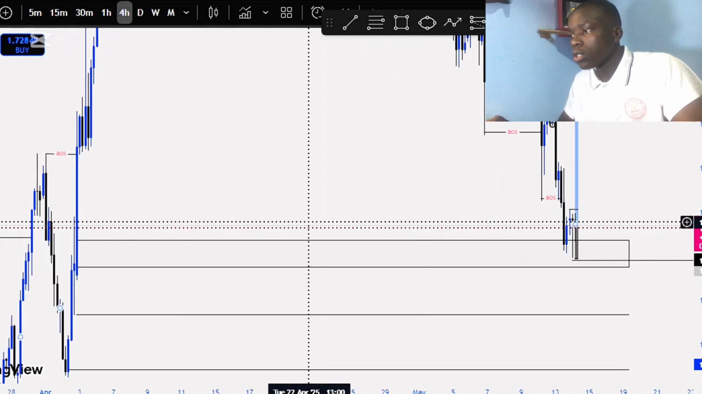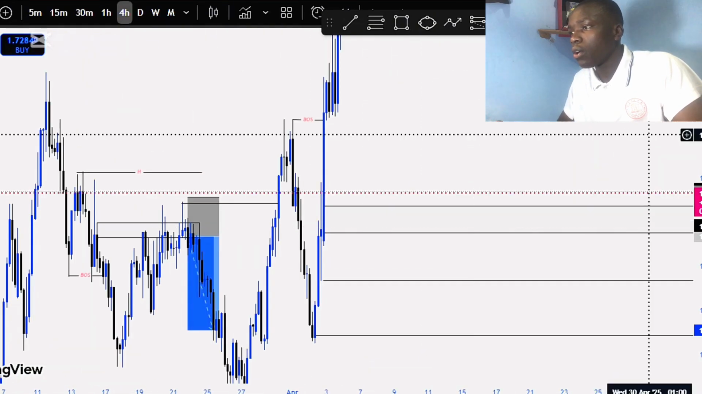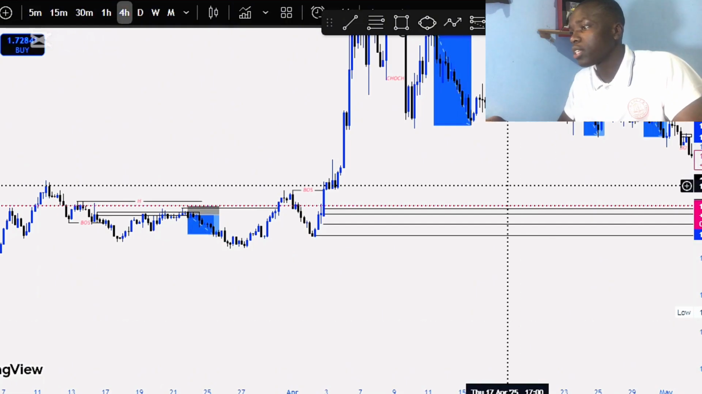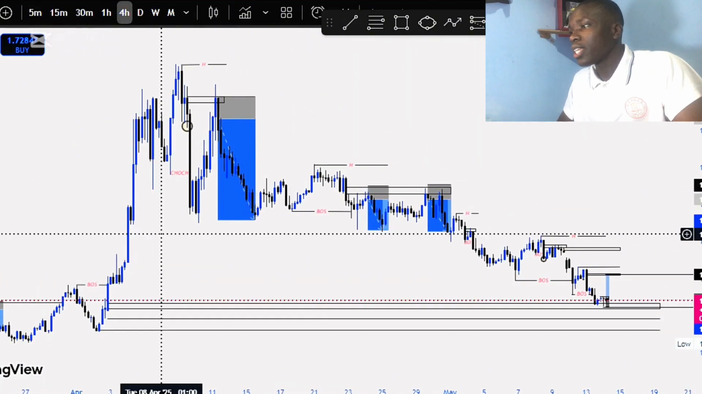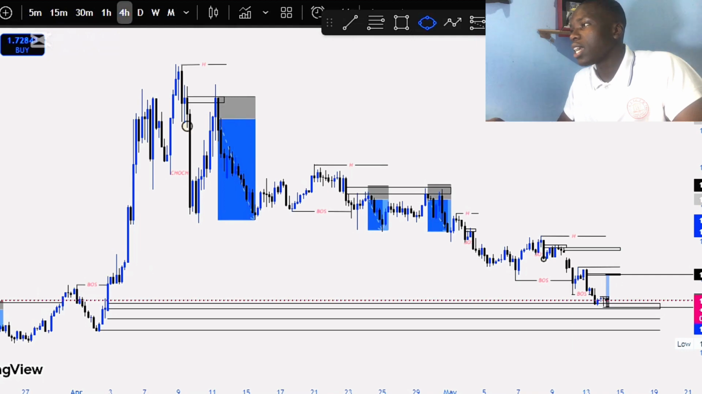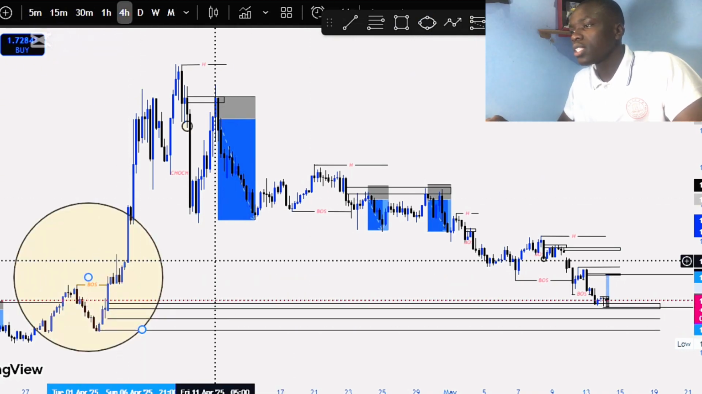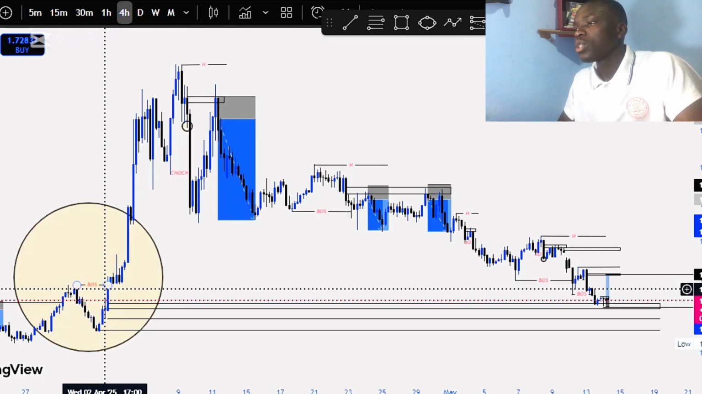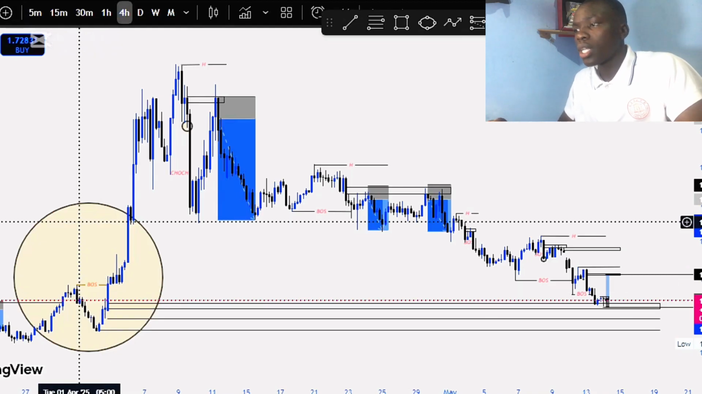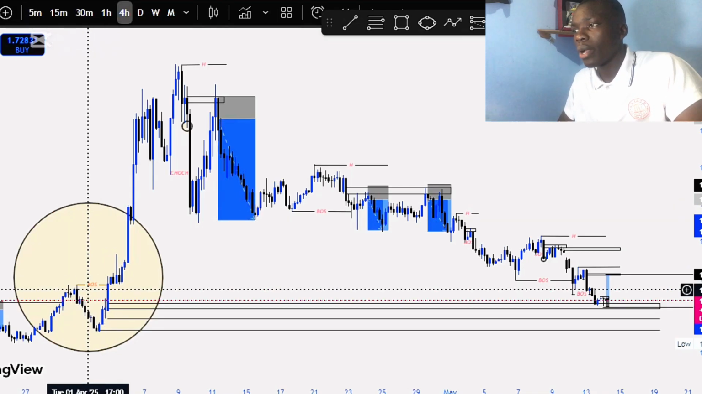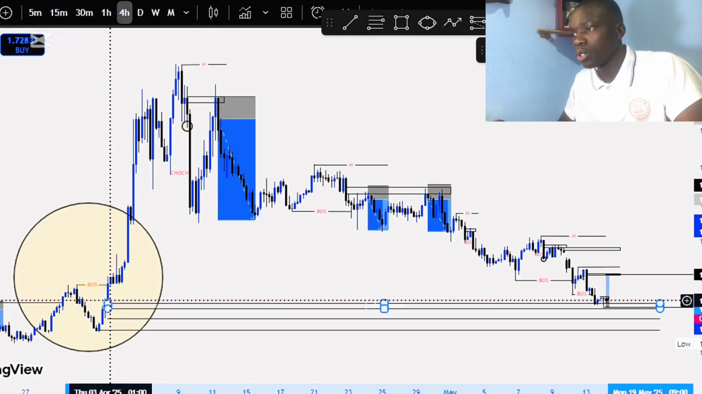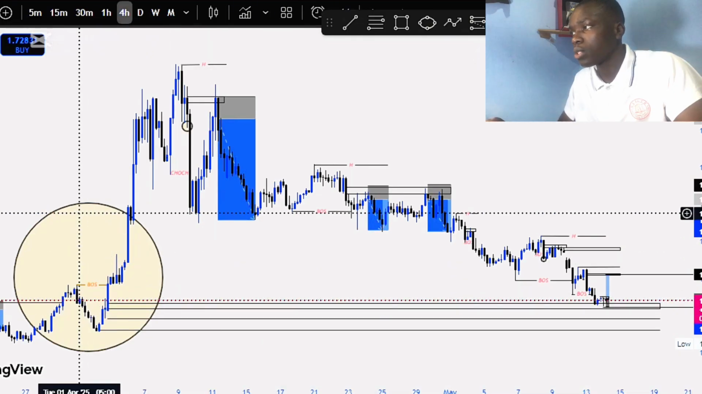So let's go on the 4-hour, and we are on the 4-hour already. You can see this zone, this demand level, right here. I'm going to mark it all for you. After a tap on this zone, you can see that there is a push to the upside. We all can agree to that. There is a push to the upside after a tap on this particular zone.